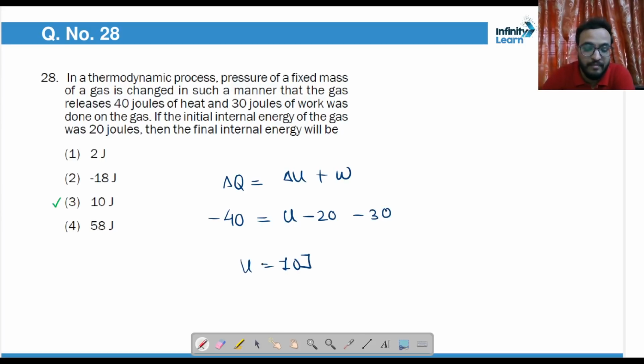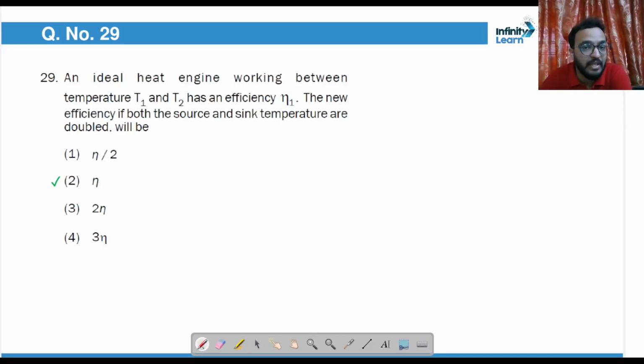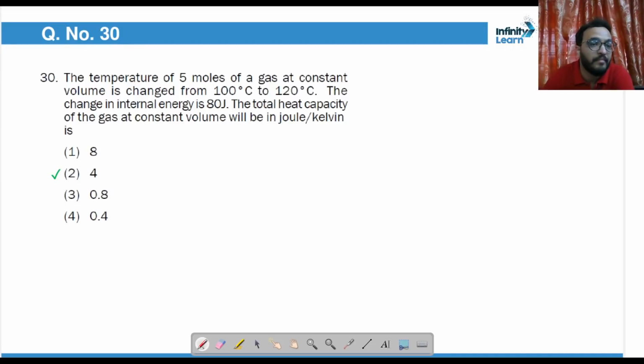Do you understand? Now let's come to question number 29 quickly. See, the efficiency is 1 minus T2 by T1. So what will be the new efficiency if the source and sink temperatures are doubled? If both of them are doubled, then it doesn't affect the efficiency. 30. Okay, the temperature of this option is wrong.